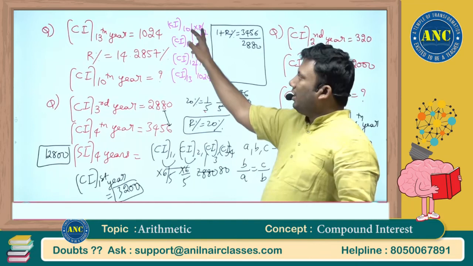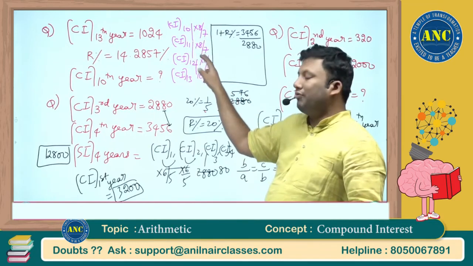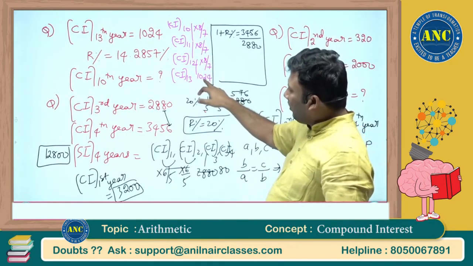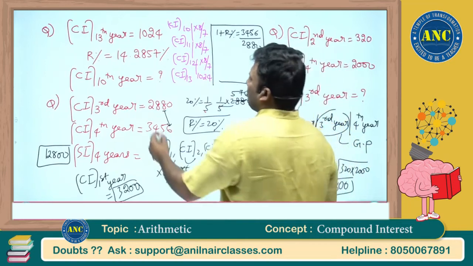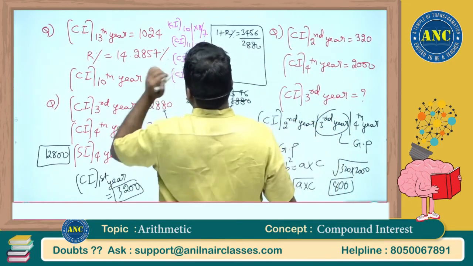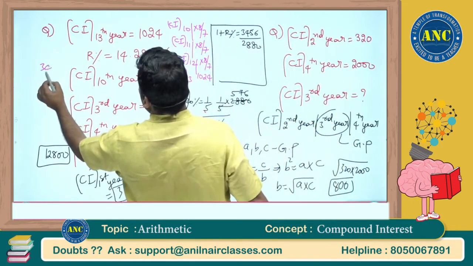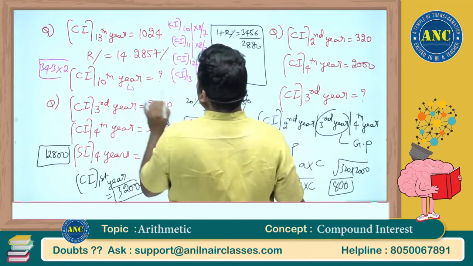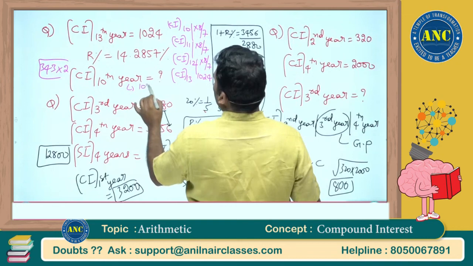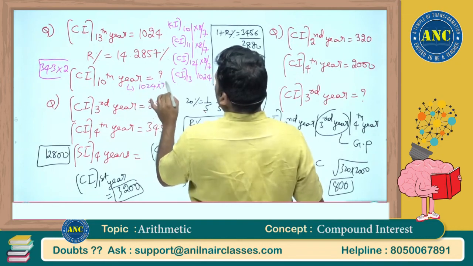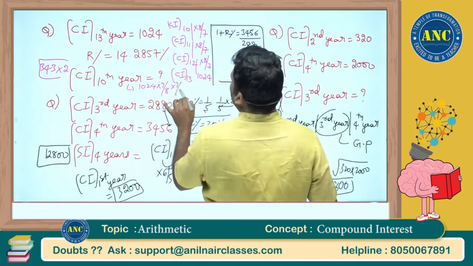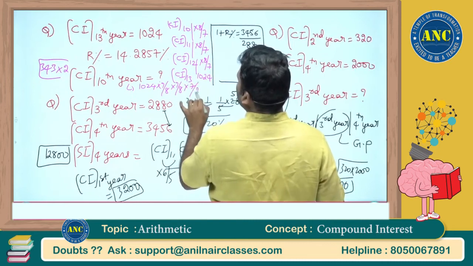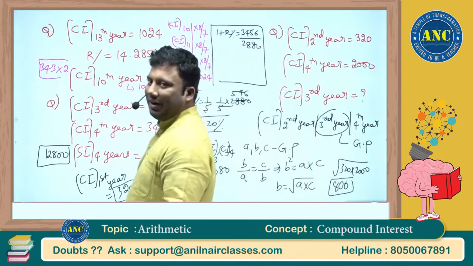Are you all with me? 8 8s are 64, 64 8s are 512, 512 2s are 1024. So the answer will be 343 into 2, because this will be 1024 into 7 by 8 into 7 by 8 into 7 by 8. 512 2s are 1024.